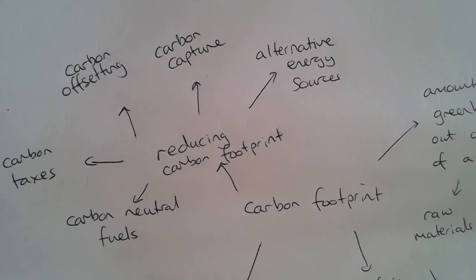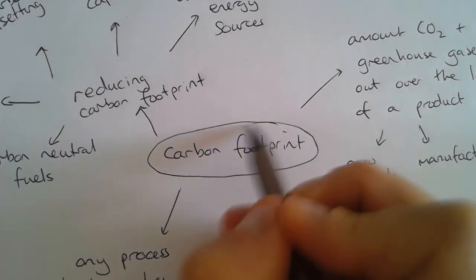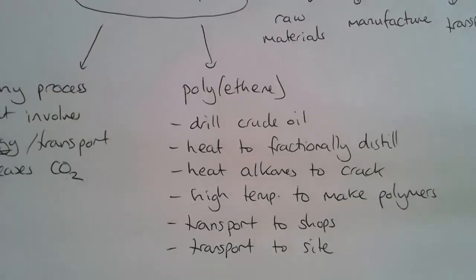So that really is largely everything that we need to have a look at about carbon footprint. So the key idea with carbon footprint is that it's to do with the amount of carbon dioxide that any activity or any product or any service that we use releases into the atmosphere. So how many greenhouse gases and carbon dioxide they do. You need to be able to know an example. Polythene here is a good example. And we need to know ways that reduce carbon footprint as well.